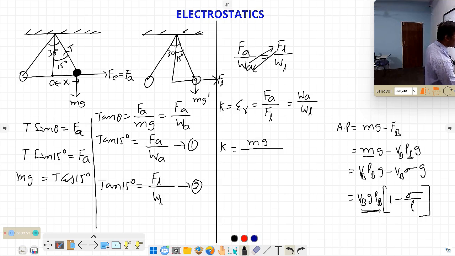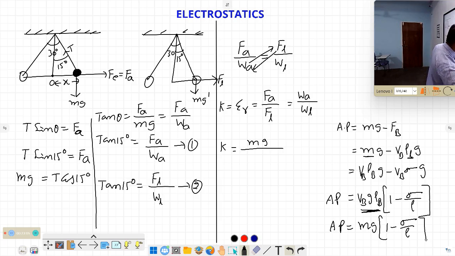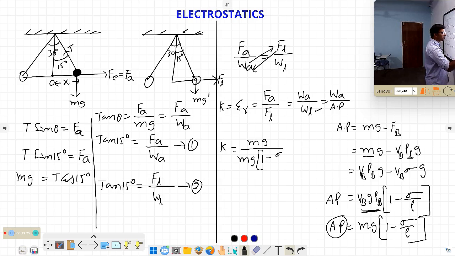So this is nothing but actual weight. Apparent weight is equal to actual weight, that is nothing but mg into 1 minus sigma by rho. So this apparent weight is called WL. If you want to write it as a formula, it is the apparent weight of the body. So what is the apparent weight formula? That is mg into 1 minus sigma by rho.